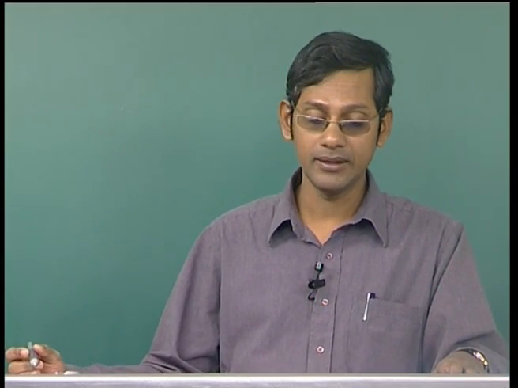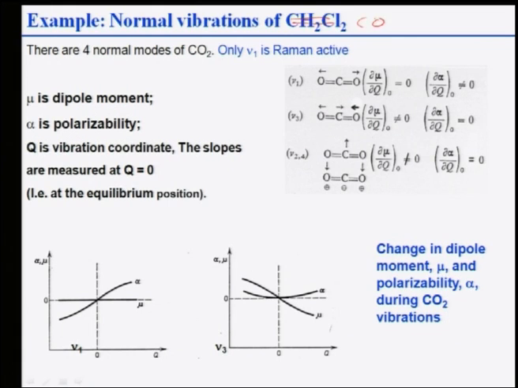Again, I come back to CO2. There are 4 modes of CO2, and out of 4, only nu 1 is Raman active. So nu 1 is this one, the symmetric stretch of OCO. Nu 3 and nu 4, basically 2 or 4, they are IR active. Here mu is the dipole moment, alpha is the polarizability, and q is the vibration coordinate, the displacement which we have used. This is nu 1, so you can see the polarizability is changing like this. This is nu 3, where the polarizability is changing very little, so not Raman active, but the dipole moment is changing extensively.